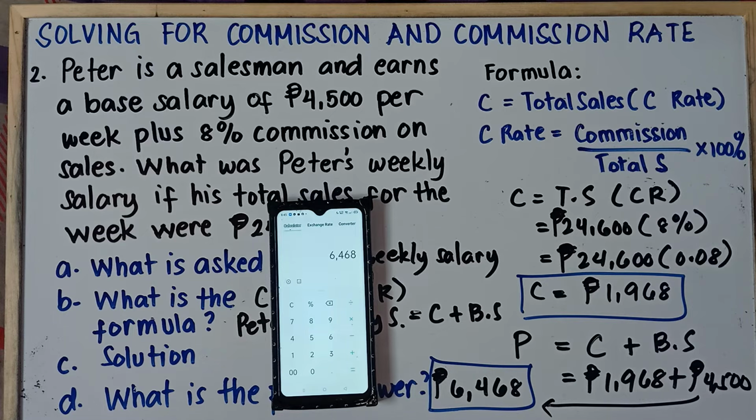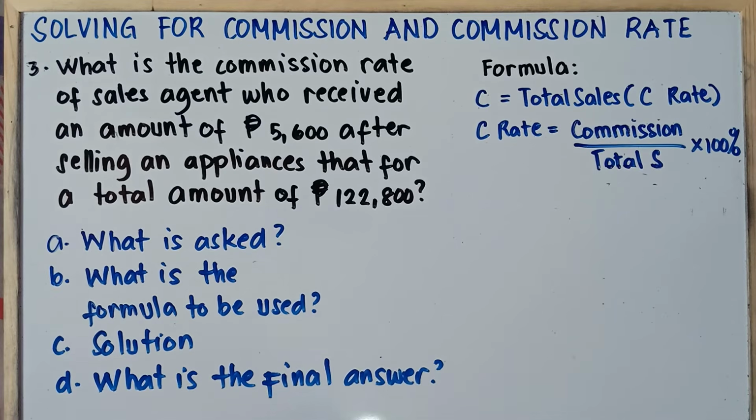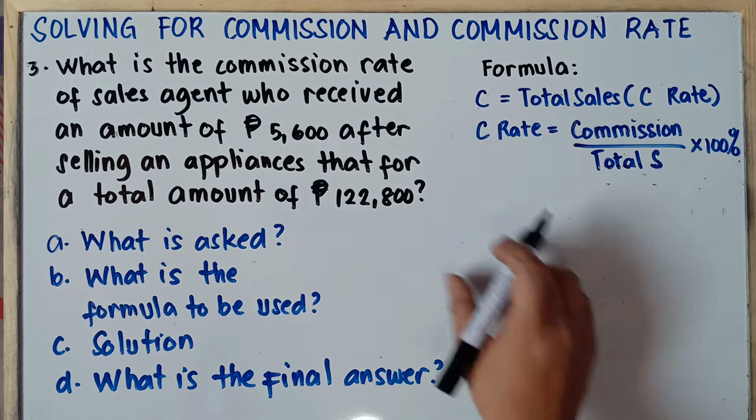Alright, let's have another example, class. Last example, class. Example number 3. What is the commission rate of a sales agent who receives an amount of 5,600 pesos after selling appliances for a total amount of 122,800 pesos? Once again, you understand the problem.